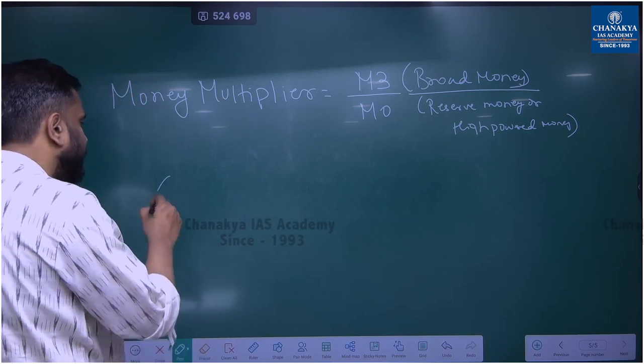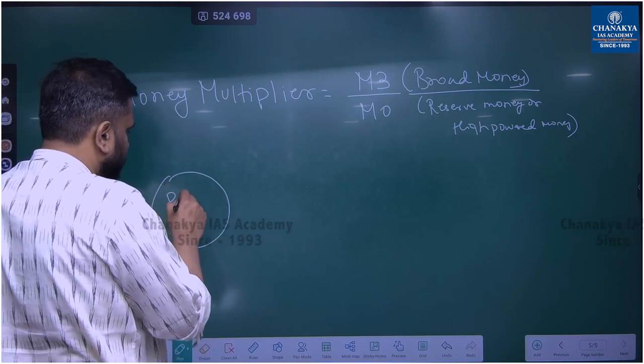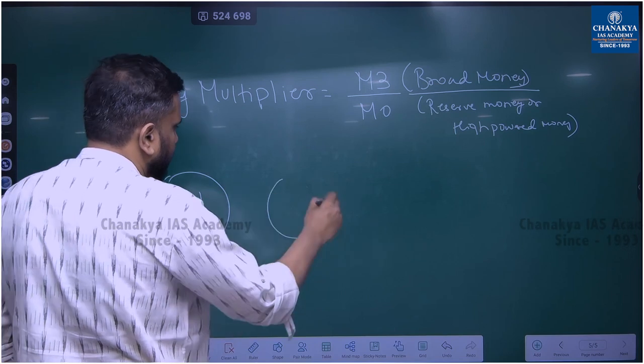Suppose this is the RBI. These are the banks.